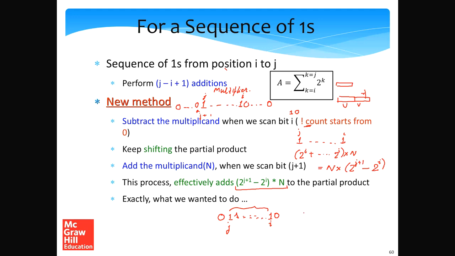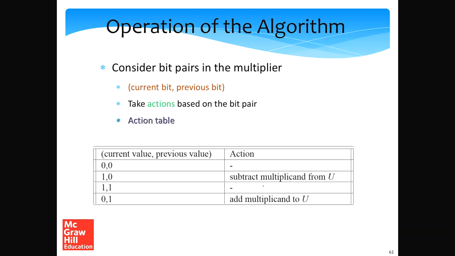In effect, to the partial sum, we are adding n times this, left shifted by i positions and then plus j positions. With a little bit of algebra, this is the same as subtracting it once and adding it once more: subtracting the multiplicand once at the ith position and adding the multiplicand once more at the (j+1)th position to the register u. So the operation of this algorithm is fairly simple.